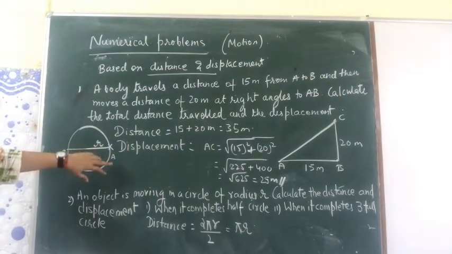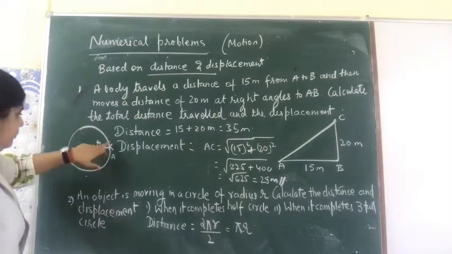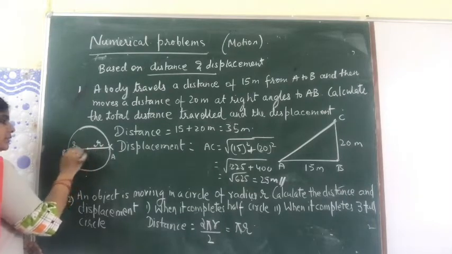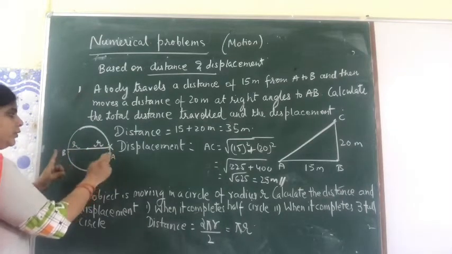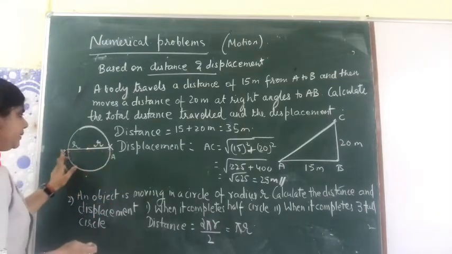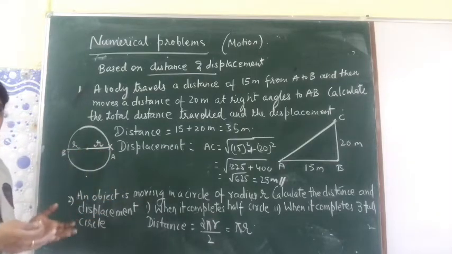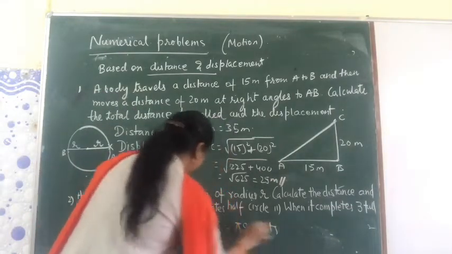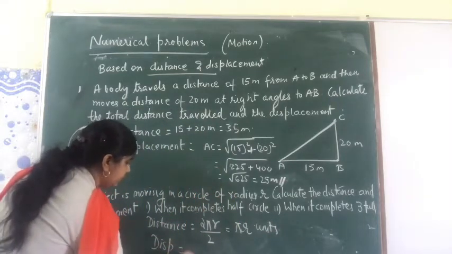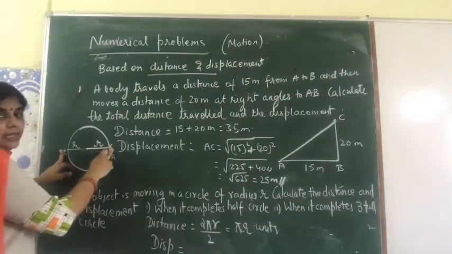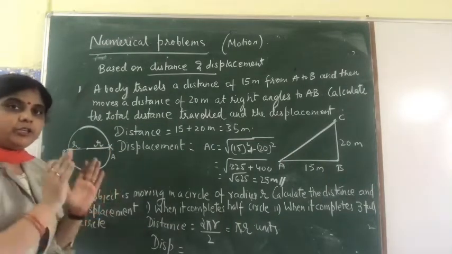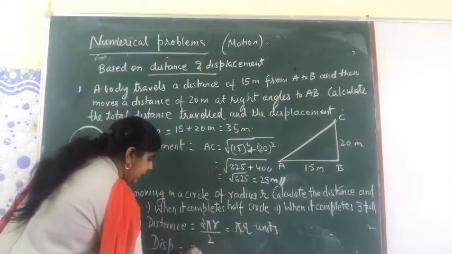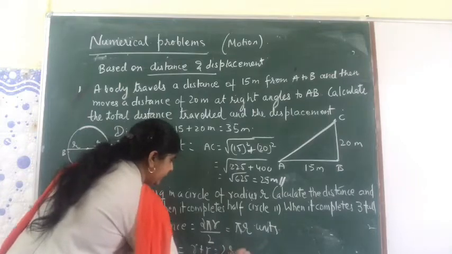And what about displacement? Children, if this is radius r, then we are talking about the diameter. So what is the shortest distance between A and B? It is the diameter, or we can simply say it is 2r. So displacement will be r plus r, shortest distance. Once again, whenever you are finding displacement, it should be the shortest distance. So the shortest distance is r plus r, that is 2r, right?